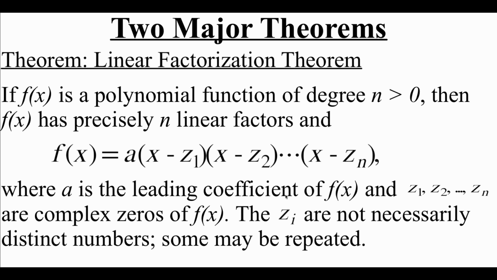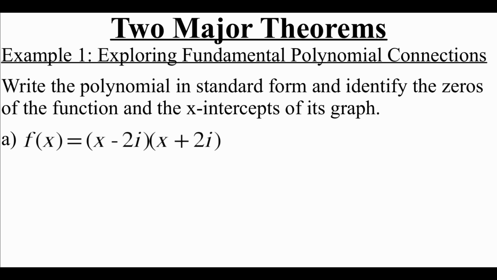So in this first example, what we've got is a polynomial function written out in its factored form, but we want to do a couple different things with it. We want to write it in its standard form. We also want to identify the zeros for the function and the x-intercepts for the graph. Now I'm going to do things a little bit out of order on this one, and I'm actually going to find the zeros of this function first.